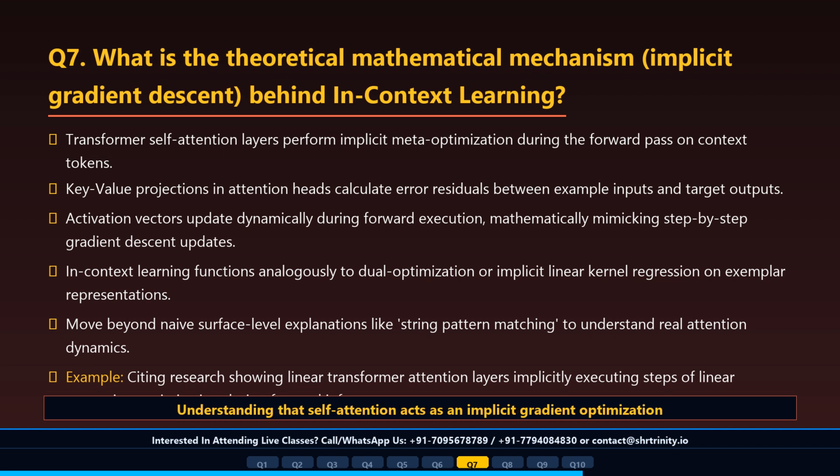Understanding that self-attention acts as an implicit gradient optimization process allows machine learning engineers to design few-shot context examples that yield cleaner feature projections and optimal activation shifts during inference.